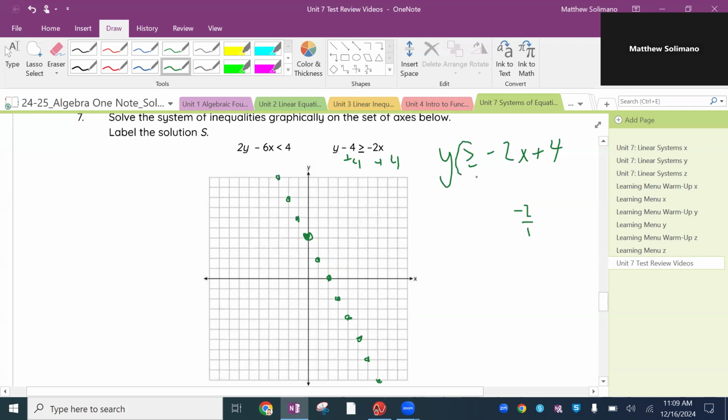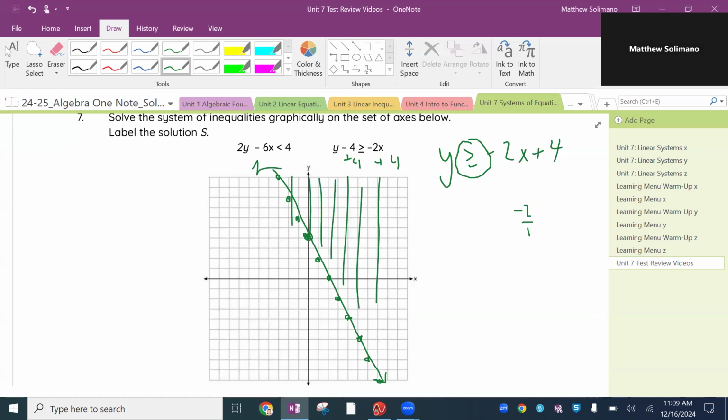And since it was greater than or equal to, we could do a solid line here. We would want to do a solid line because it could be equal to this line. And greater than means above. So I'm going to shade above it. So it's got to be greater than or above this line.